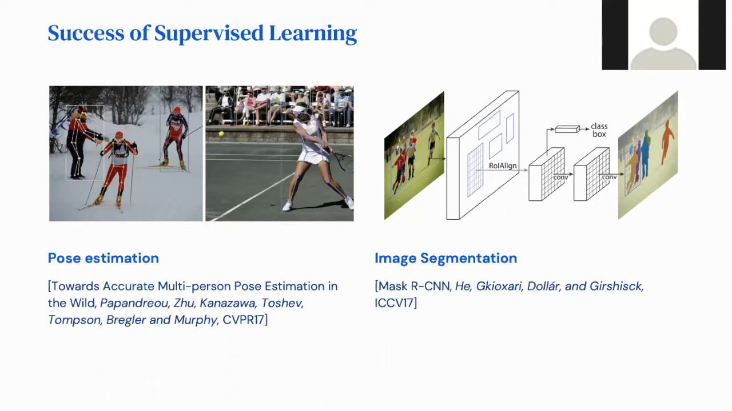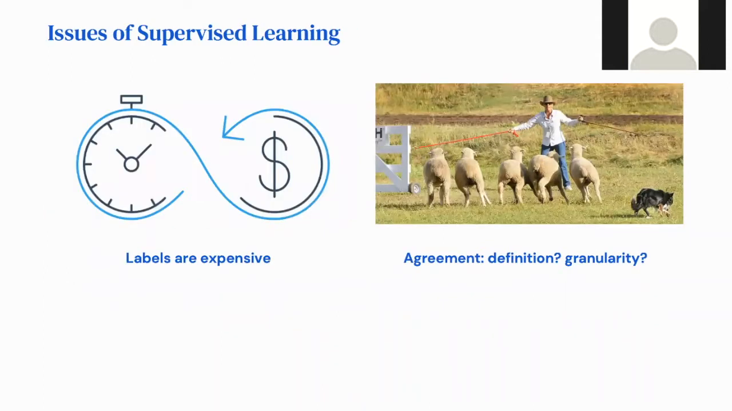And we also know that the success of deep learning relied a lot on labeled data. But I think there are basically two issues with supervised learning. The first one is, of course, the time and money that is needed to get those labels. But the second one is also the fact that labeling is hard to define in the first place.